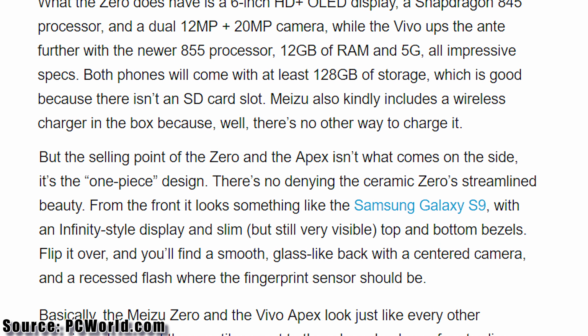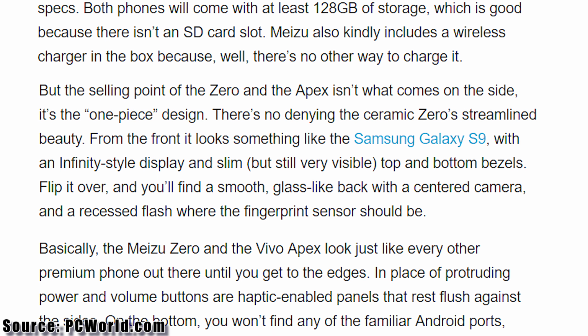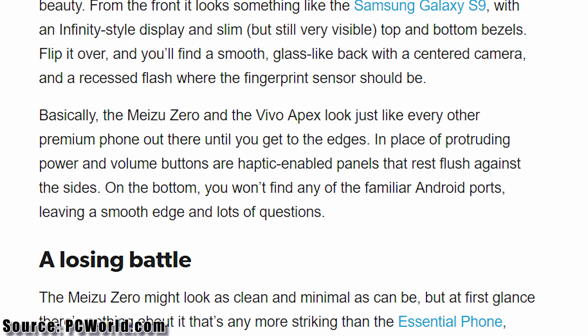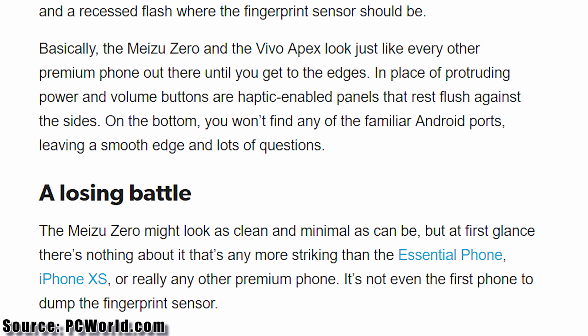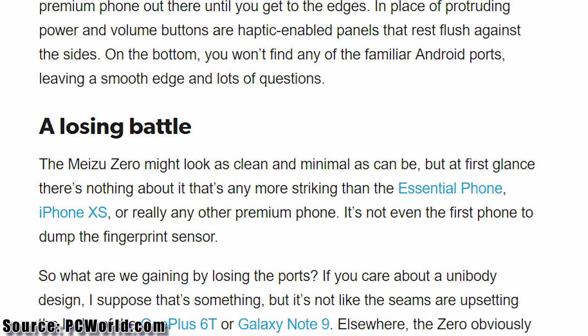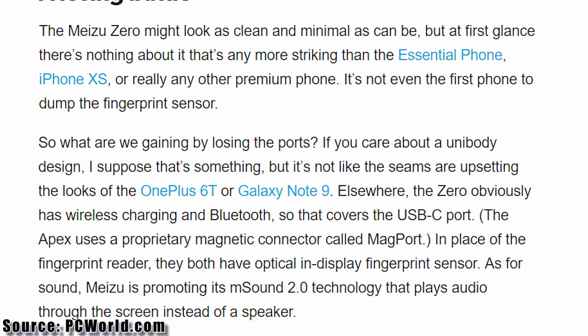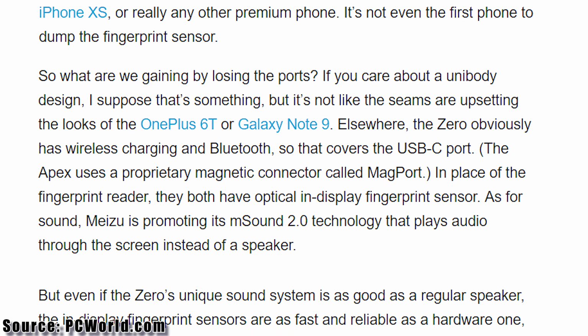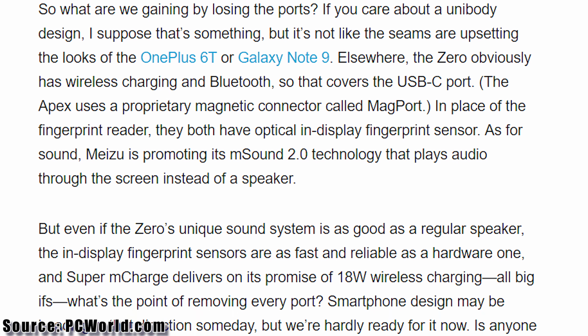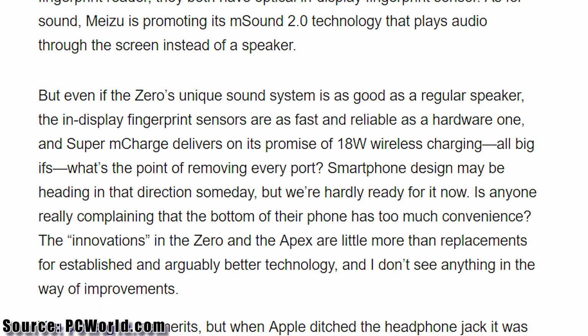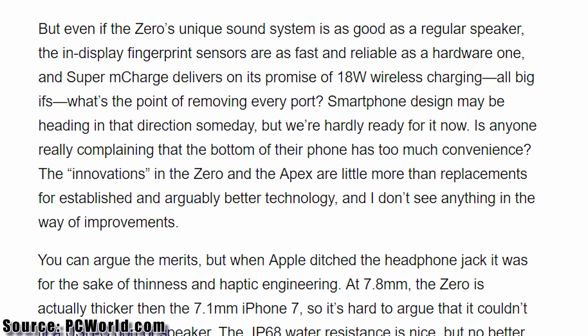I believe the Meizu Zero and the Vivo Apex 2019. Now, the Meizu Zero is supposed to have a front-facing camera under the display, which is why they don't need to have a notch or a button for the camera to take a picture. No word yet on what quality photos those things are going to take, but the technology is there, so I guess we'll kind of experience it all together when they come out.